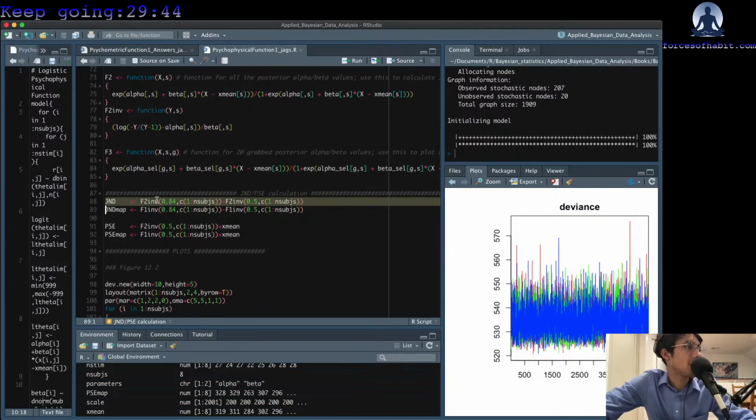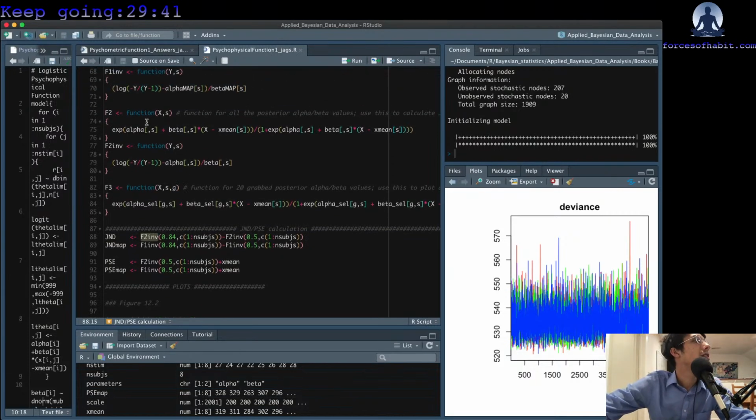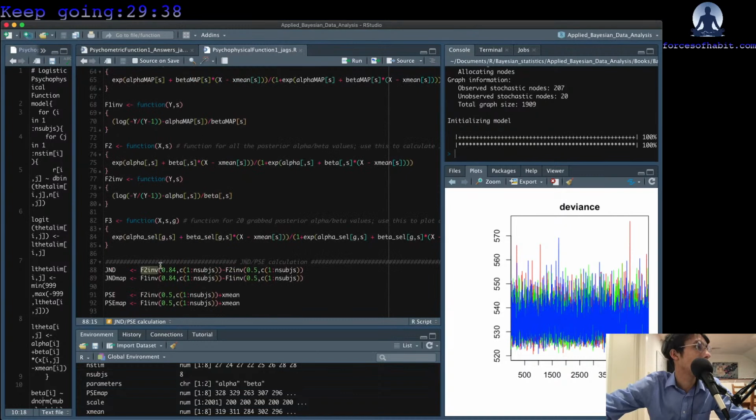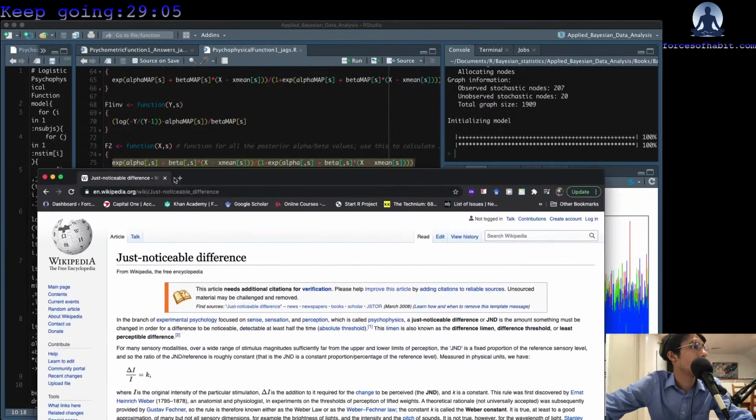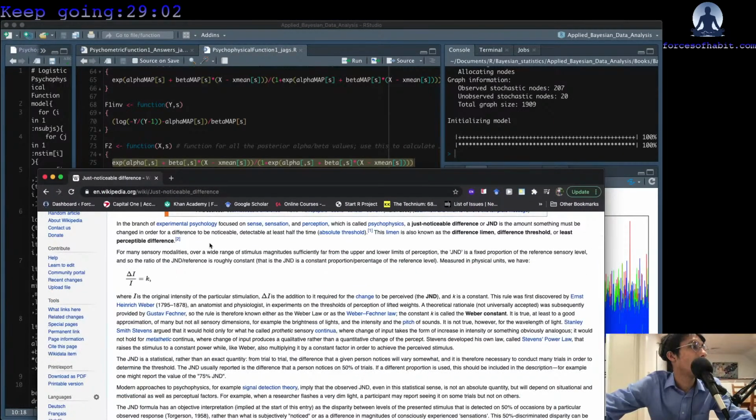Oh. So to calculate just noticeable differences, we take the inverted posterior distributions for alpha and beta. We set some interval. So we're taking here the exponential of the distribution of mean centered here with a given alpha beta over 1 plus. And that was also described, I think, in the interval sensitivity section that I just looked at in the wiki. Yeah, so change in I over I is equal to k.